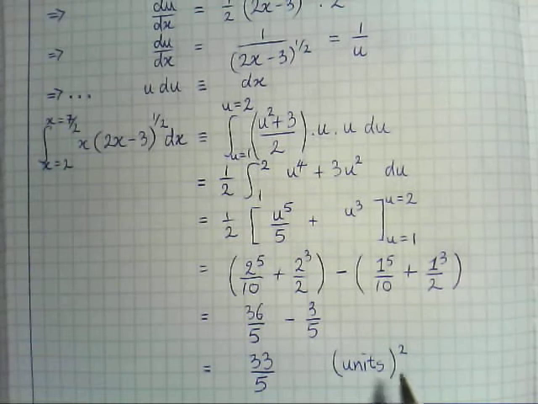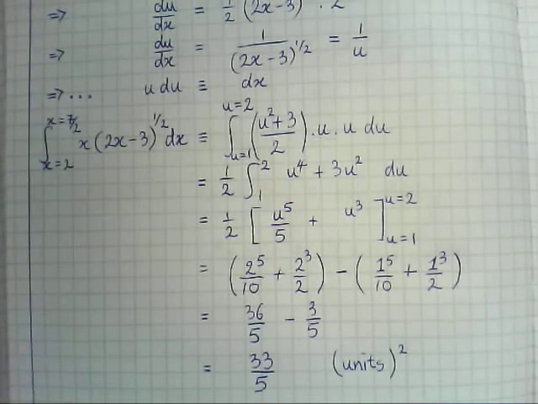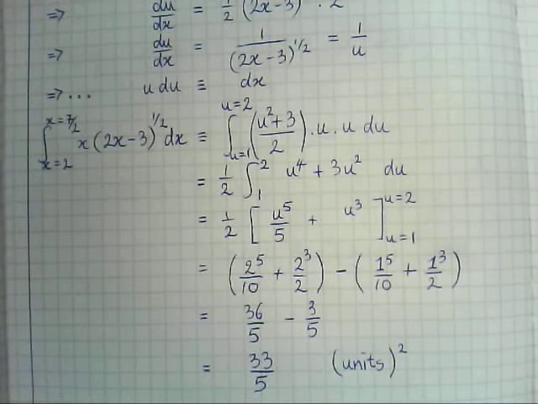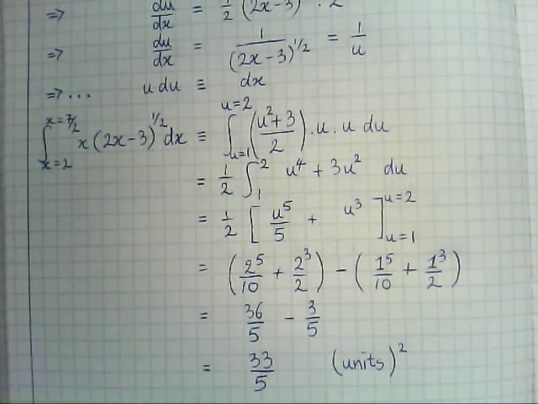The units squared is simply a technicality just because we have to remember that whenever we're integrating a function between limits, as we are in this case, we are actually working out the area underneath the function between those two limits.